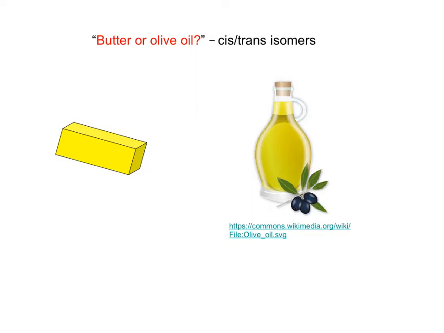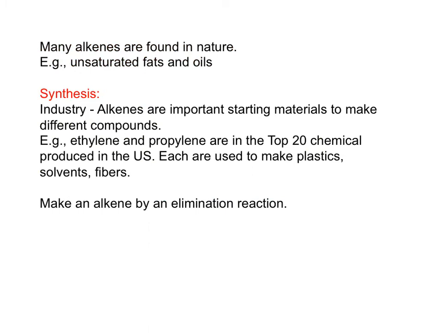What does butter or olive oil have to do with cis-trans isomers? There are many naturally occurring alkenes, such as the unsaturated fats and oils found in food products. Alkenes such as ethylene and propylene are important starting materials to make compounds such as plastics, solvents, and fibers.